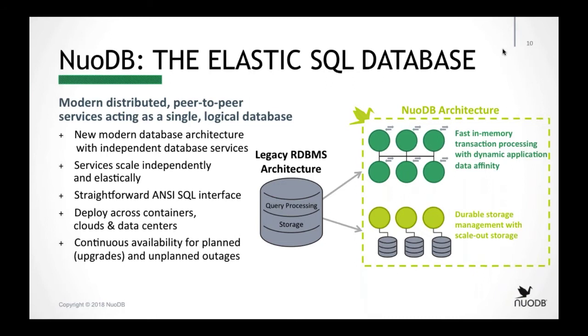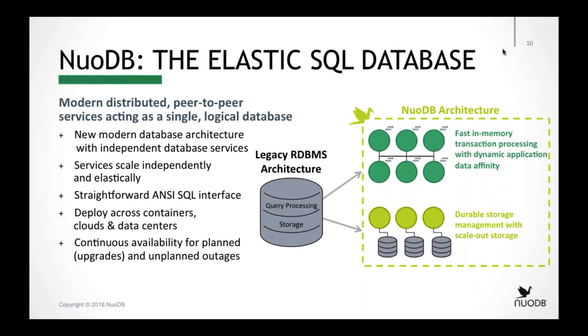What's different about NuoDB is that we've split the traditional data management architecture into two separate services. We have what we call our transaction engine, which is our transaction processing service. This is a fully in-memory, fully redundant layer that allows customers to scale out their transaction processing across multiple nodes. You can think of it as an in-memory grid of data cache that supports the SQL semantics completely.